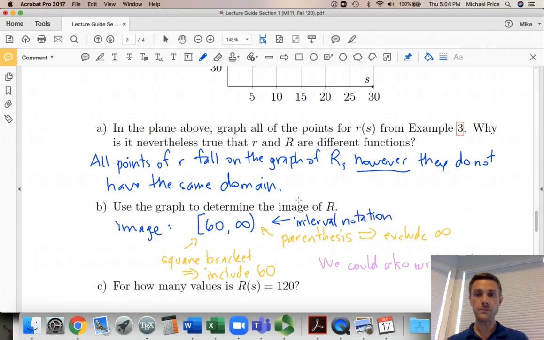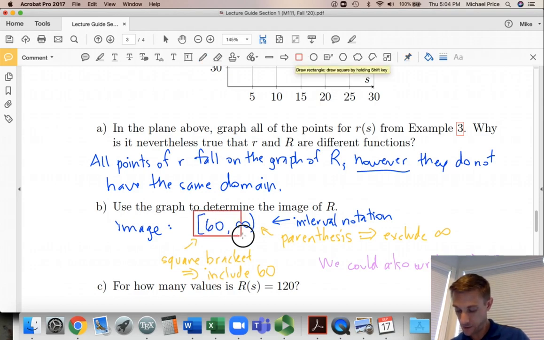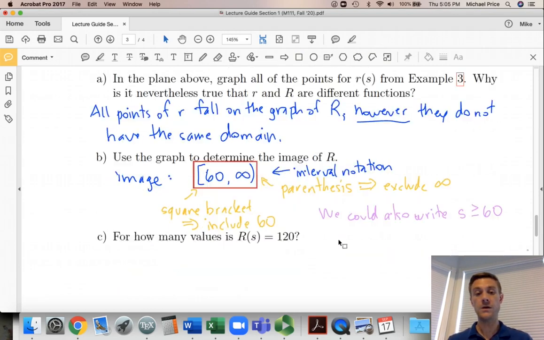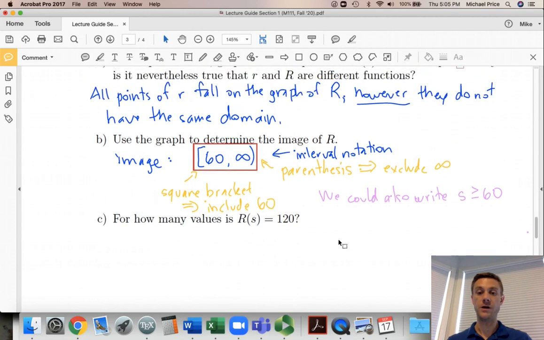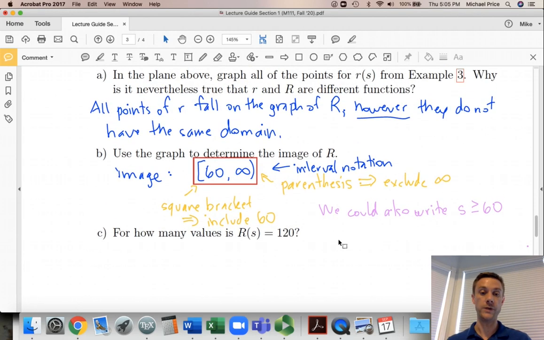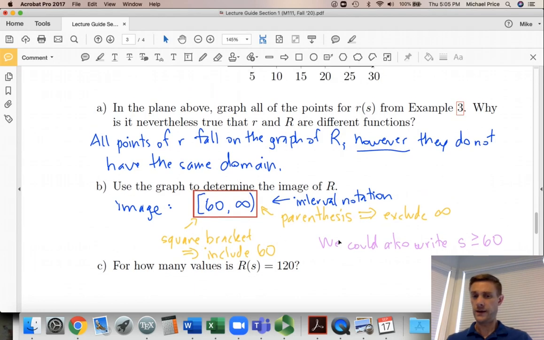Super. And then so that it doesn't get lost in the mess, here's the thing we're actually looking for. That is our final answer, so let me make sure that gets a box around it. For how many values of S is capital R of S equal to 120? This is asking us about R of S, so the output of this function. How many times would it hit 120?